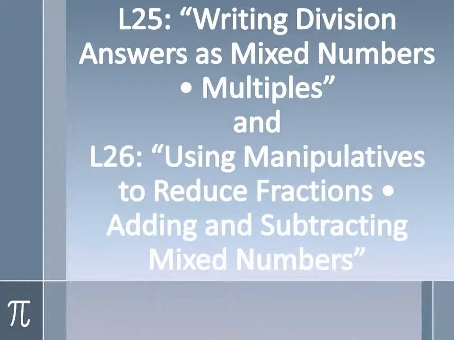Hello class. This video is over lessons 25 and 26. Lesson 25, writing division answers as mixed numbers and multiples. And then lesson 26, using manipulatives to reduce fractions, adding and subtracting mixed numbers.